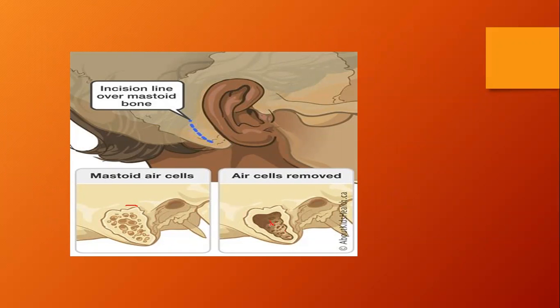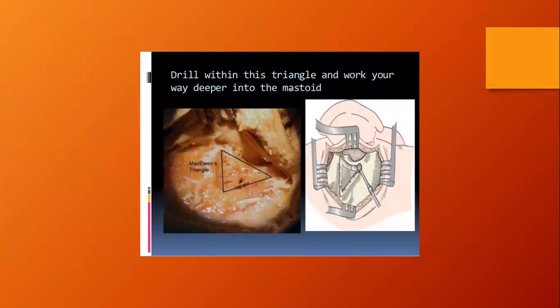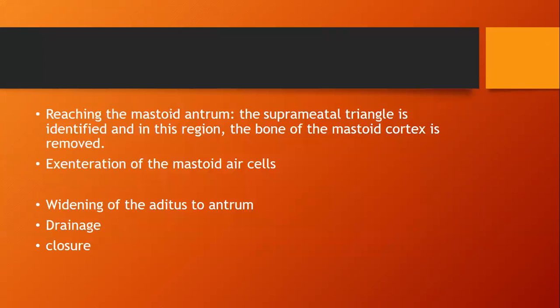So a hole will be formed after this procedure. Drill within the triangle and work your way deeper into the mastoid. This triangle will be assessed, and this area will be drained out or removed. Then, reaching the mastoid antrum, the suprameatal triangle is identified, and in this region the bone of the mastoid cortex is removed. The next step is widening of the adjacent antrum, drainage and closure. So this is the process.